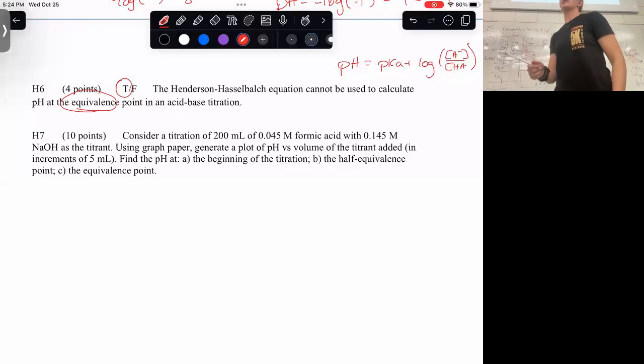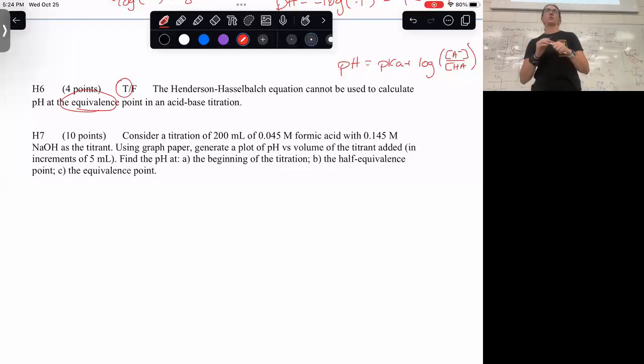And yes, that's at the half equivalence point, not the equivalence point. So anything beyond the equivalence point, including the equivalence point, equivalence point and beyond, you have to use just regular ICE tables. Anything in between, you can use the Henderson-Hasselbalch. Anything else?